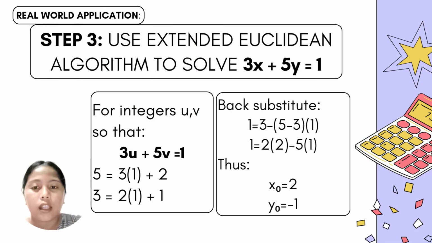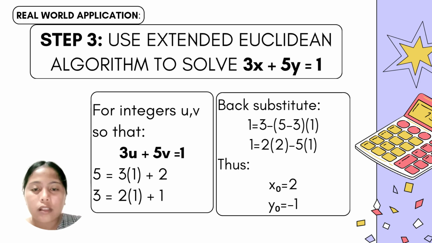And let's have step 3. We need to use the extended Euclidean algorithm to solve 3x plus 5y is equal to 1. And then for integers, we need to use the variables u and v so that our equation can be expressed as 3u plus 5v is equal to 1. So, we can get 5 is equal to 3 times 1 plus 2. And then 3 is equal to 2 times 1 plus 1.